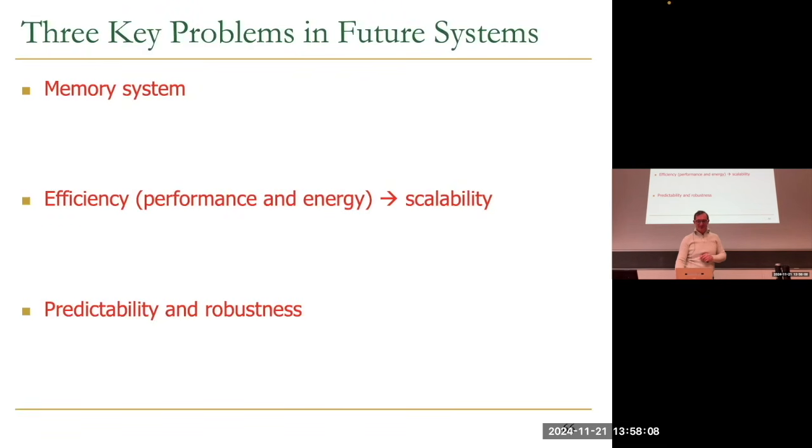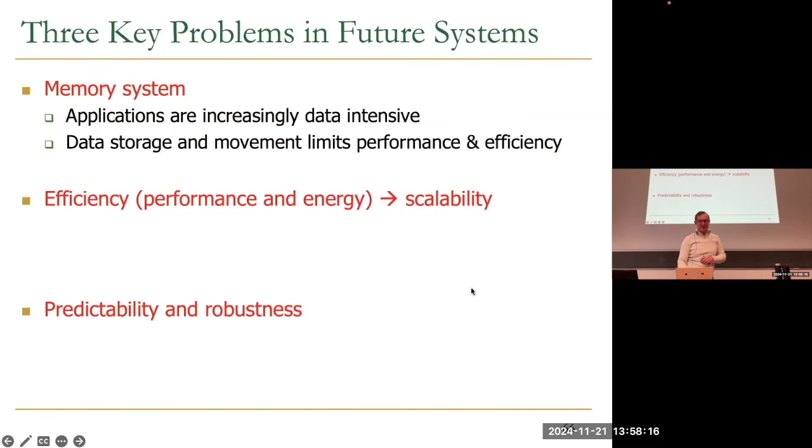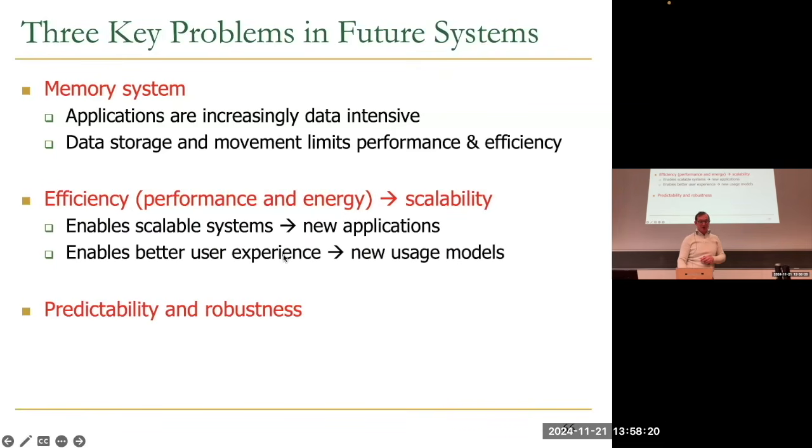Well, we still have time, that's good. Essentially, I think we have three major problems in future systems, and they can all be solved with heterogeneity. We've talked a lot about the memory system. We've talked a lot about efficiency, but we're going to talk a lot more about it today.